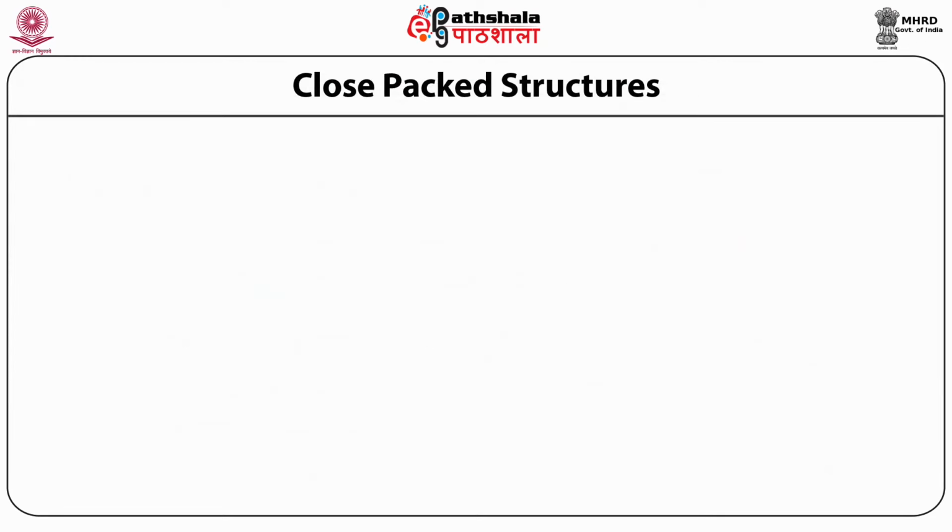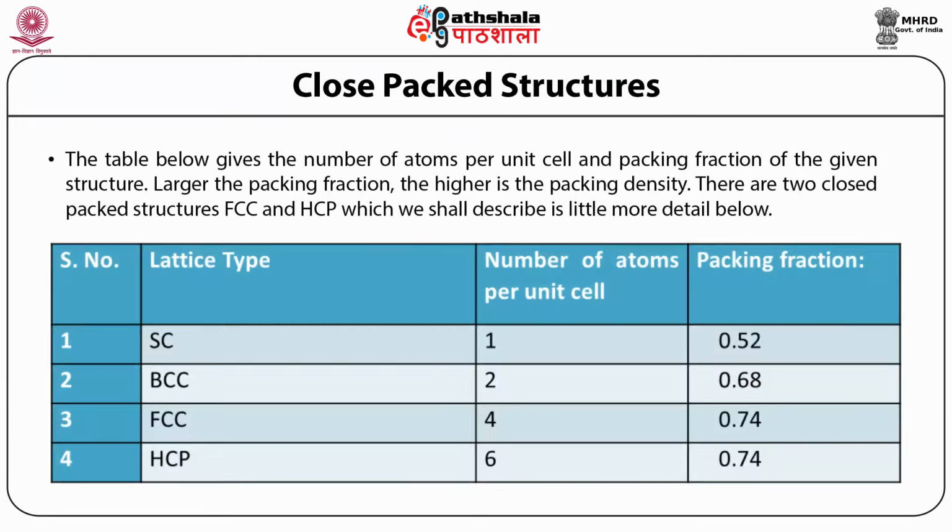So here there is a table which shows which lattice type it is: simple cubic, body centered cubic, face centered cubic, or hexagonal close packed. And these are the number of atoms per unit cell in the next column, and in the next column there is the packing fraction.